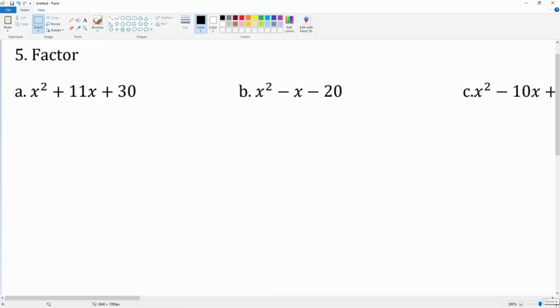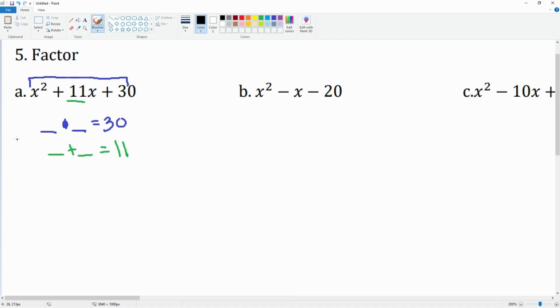All right, for number 5, we're just going to factor, okay? Notice all these problems, there's a pattern to them, okay? All right, so what's the first term times the third term? That is equal to negative 30. So we're going to find two numbers here that will multiply to make negative 30, and they will always add up to that middle term, which is going to be 11.